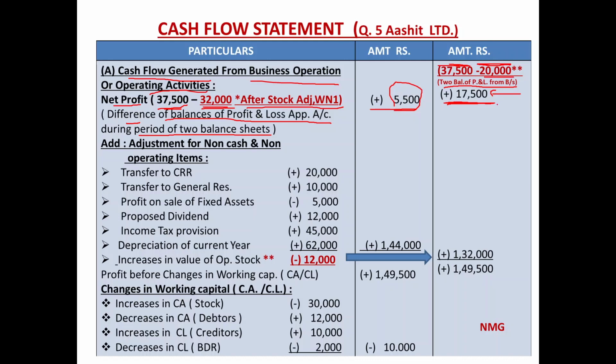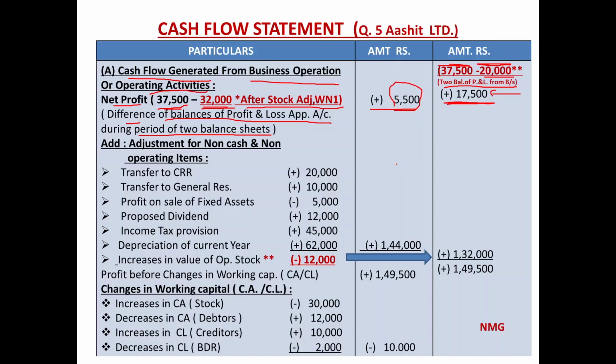Now it was an opening stock of the current year. As per our working note number 1 that we prepared, due to stock adjustment, the value of closing stock of the last year, or the opening stock of the current year, has been increased by rupees 12,000. So let us consider the impact of this rupees 12,000. As I told you, closing stock of the last year would be an opening stock of the current year.